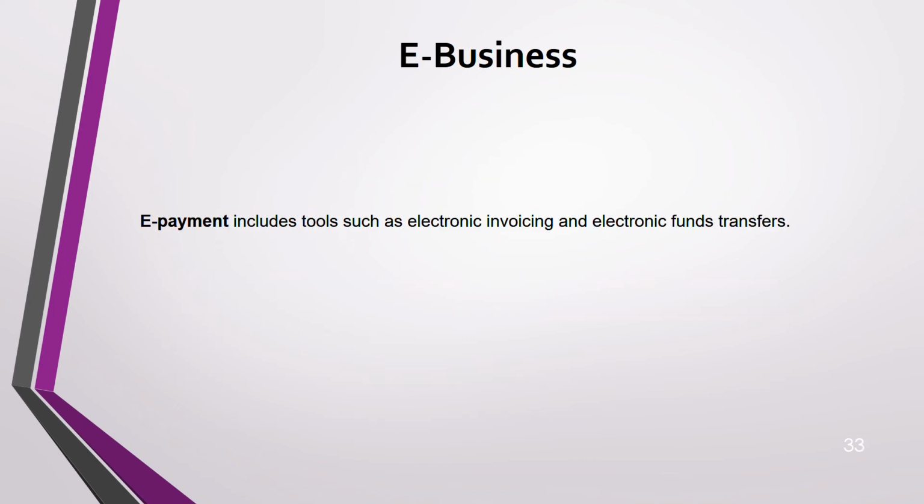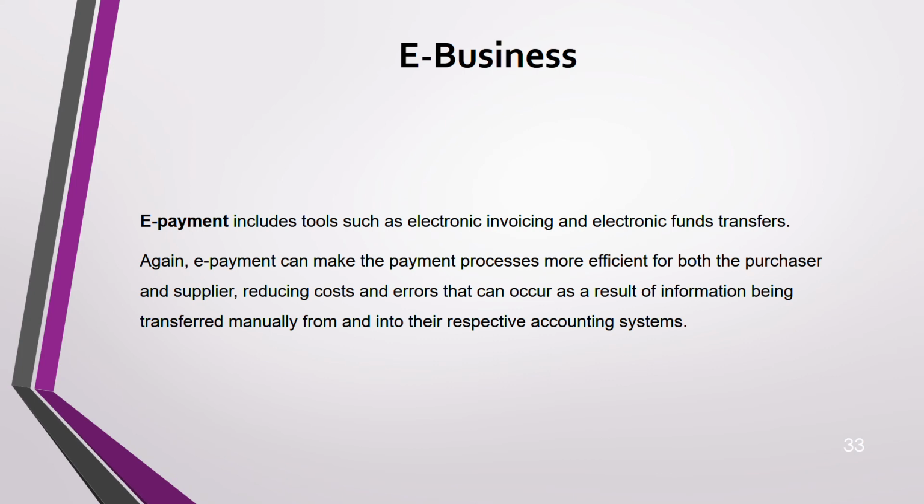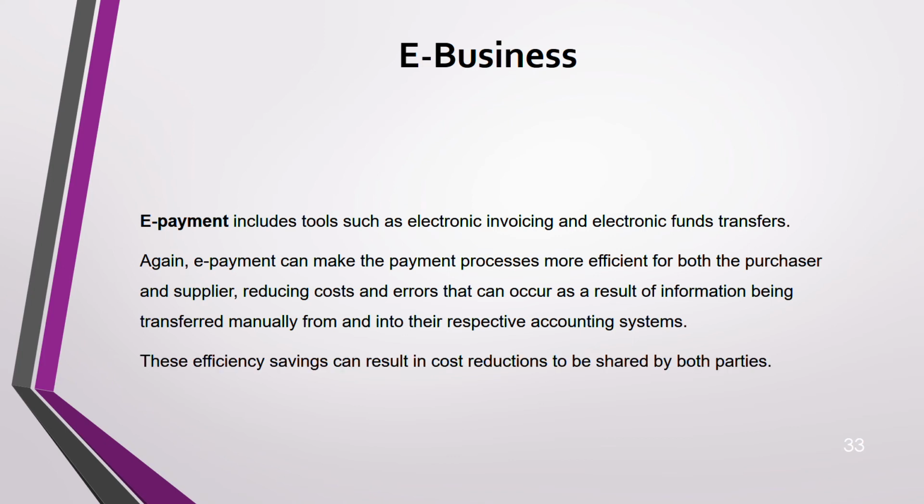Now we are moving to the third and the final stage, that is e-payment. Payment also is done electronically. So electronic invoicing and electronic fund transfer. Again, e-payment can make the payment process more efficient, both for the purchasers as well as the supplier. It reduces cost and error. These are the advantages. This efficiency saving can result in cost reductions for both the parties.